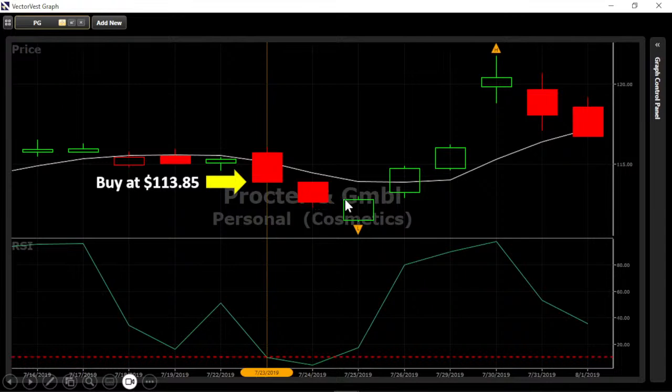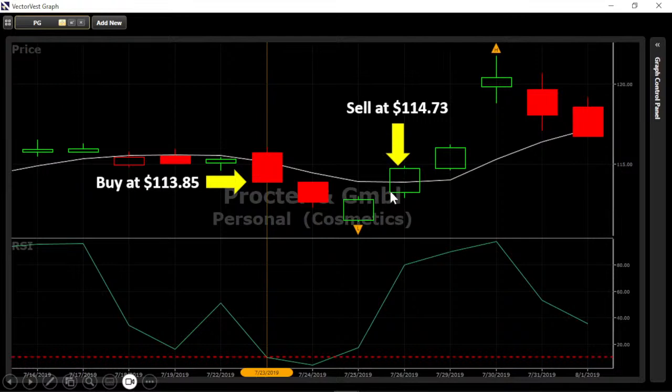You don't sell the next day. You sell there on July 26th of '19 at roughly 114.73. The price of the stock on that day actually opened below the 5-day moving average, but crossed above it during the day and closed above it.